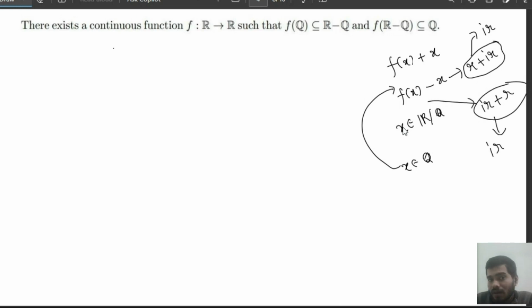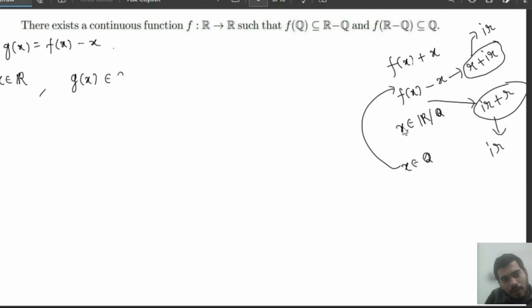So this is becoming a function from R to R whose range is Q complement. And we know that the image of a connected set is connected, Q complement is not connected, and then we will have a contradiction. So let me define the g(x) function as this. Now it implies that by the same observation that I told you just now, for every x belonging to R, g(x) belongs to Q complement. Fine?